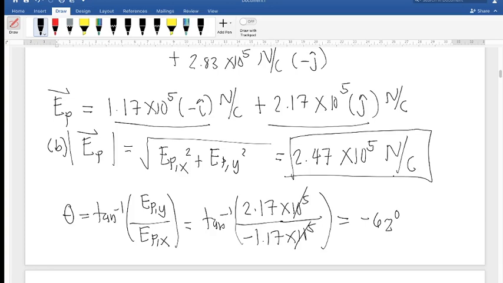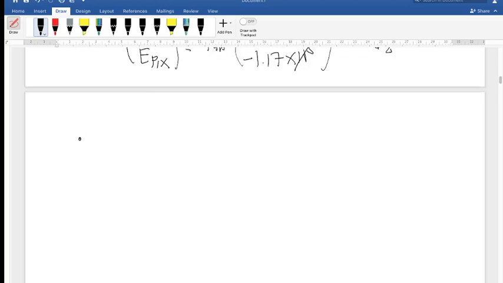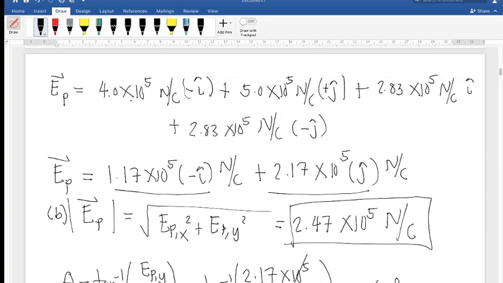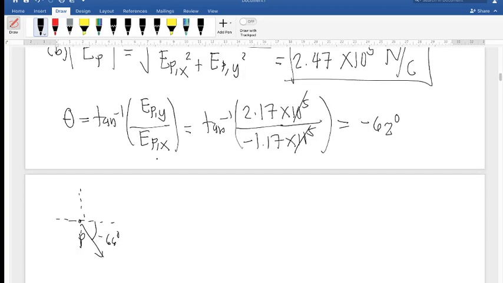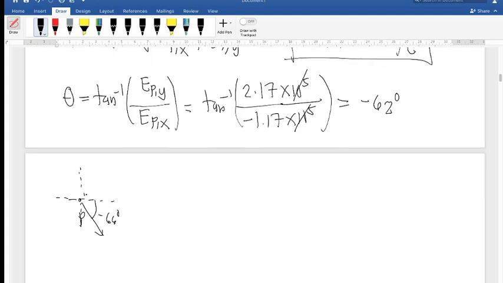So the orientation of our vector is located here, this is our P, and this is the axis. So it is located here, right? So this is actually the negative 66 degrees. But we expect that our vector, the electric field vector, should be in quadrant 2. So, how can we do that?